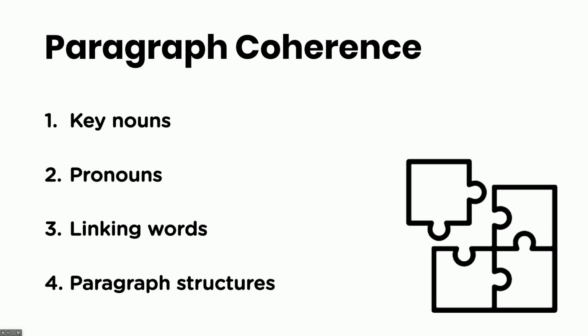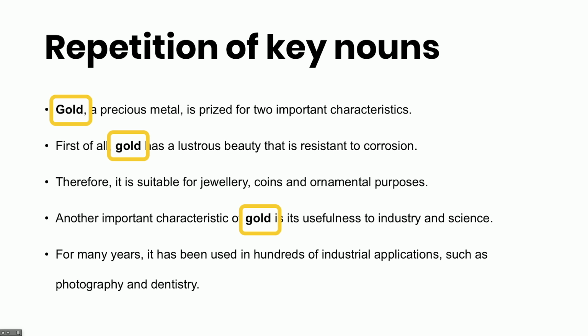Let's start by looking at key nouns. So check this paragraph out and look at the repetition of key nouns. So here we go. The first sentence says gold, a precious metal, is prized for 2 important characteristics. First of all, gold has a lustrous beauty that is resistant to corrosion. Therefore, it is suitable for jewelry, coins, and ornamental purposes.